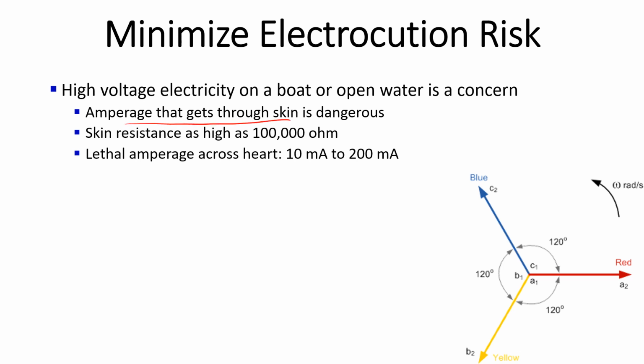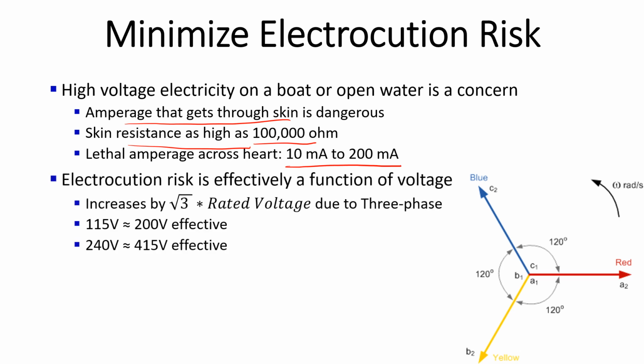The amperage that actually gets through the skin is what's dangerous. Skin resistance can be as high as 1,000 ohms, but that drops when the skin is exposed to moisture. And a lethal amperage placed across the heart can be as low as 10 to 200 milliamps, illustrating the threat that high voltage electricity would pose to people working on the Zequanox distribution system.